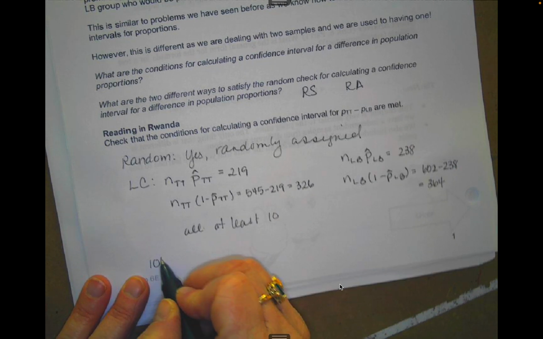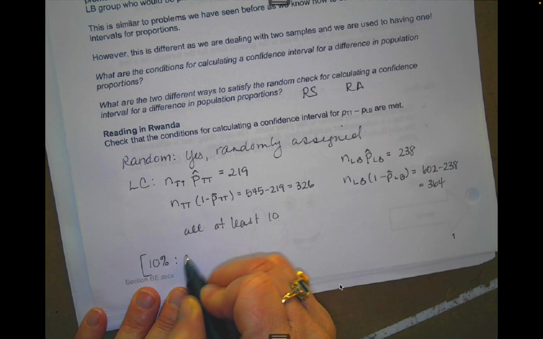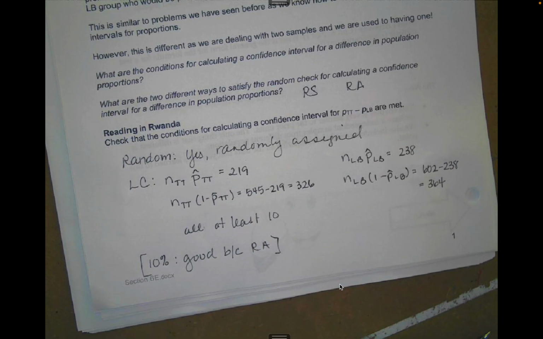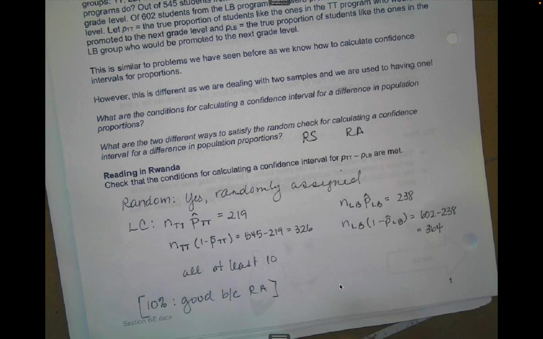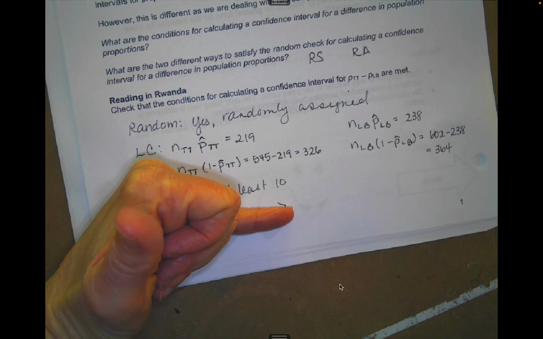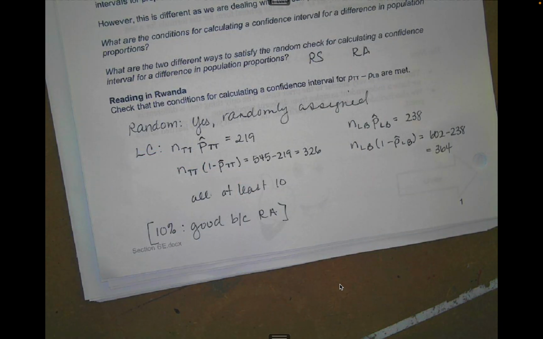All right, your 10%. You actually don't have to check it. I will write it here, but because there was random assignment, we can ignore the 10%. The 10% is only referenced if you take a sample from a population without replacement. This problem doesn't really reference getting a sample. It looks like they took this volunteer group of kids and randomly assigned them. So you actually could completely leave that off. That's why I put it in brackets, because it's not really necessary. We good?